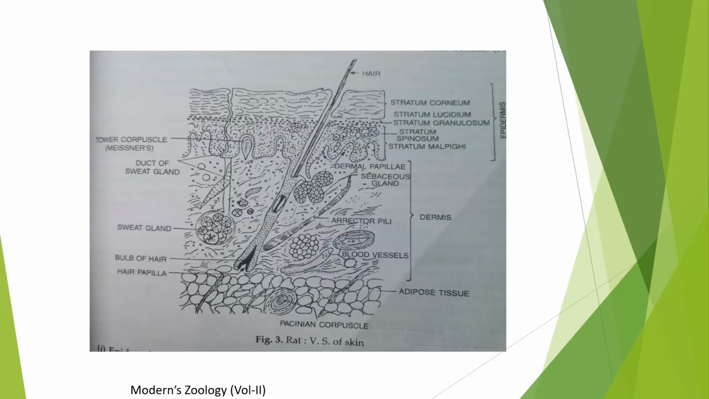And here you can see the VS of the skin. On the upper side, epidermis layers are present. Stratified, that is, layers of epidermis are there. Stratum corneum, lucidum, granulosum, spinosum, malpighi. All these are the layers of epidermis. Below the epidermis is the dermis, showing the different type of fibers, blood vessels, matrix, etc. Here you can also see the bulb of hair, hair protruding out of the epidermis, sweat gland is there, and below the dermis is the layer of adipose tissue.